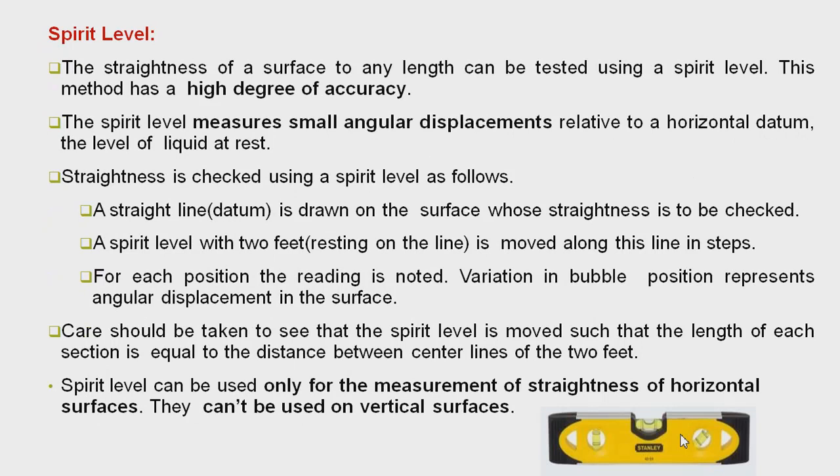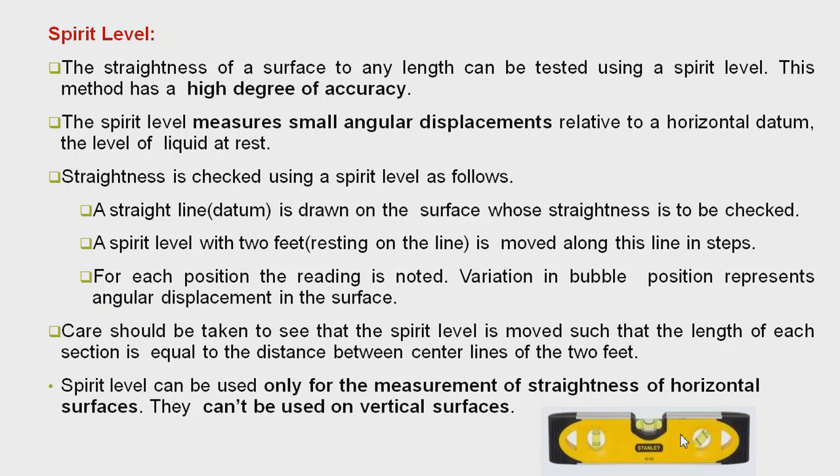Now in this series, the second method is spirit level. It is a very old method. The straightness of a surface to any length can be tested along a spirit level. This method has a high degree of accuracy. This also measures small angular displacements relative to a horizontal datum, the level of liquid at rest.